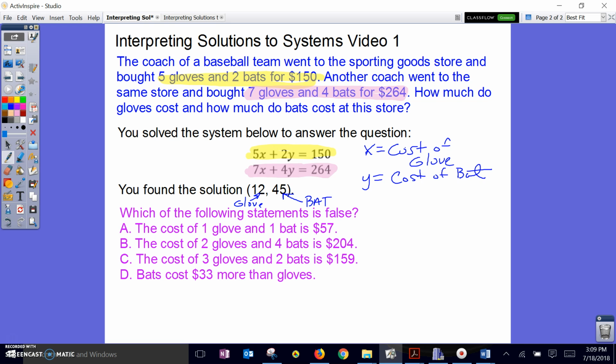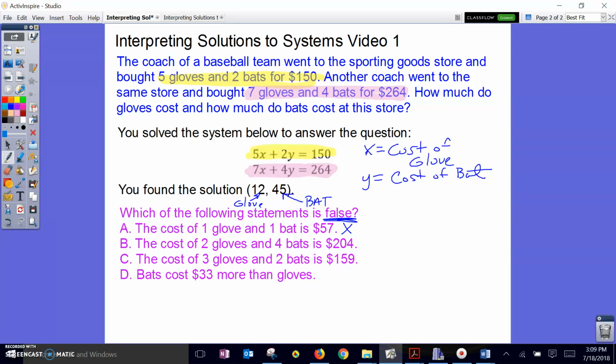Now the question here at the bottom asks us which of the following statements is false. So let's go through and look at these. First, the cost of 1 glove and 1 bat is $57. Well, if we add these two together, 12 plus 45, that gives us 57. So that statement's true, but we're looking for a statement that's false. So that is not our correct answer.